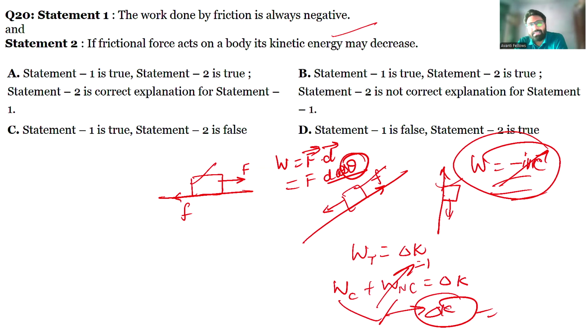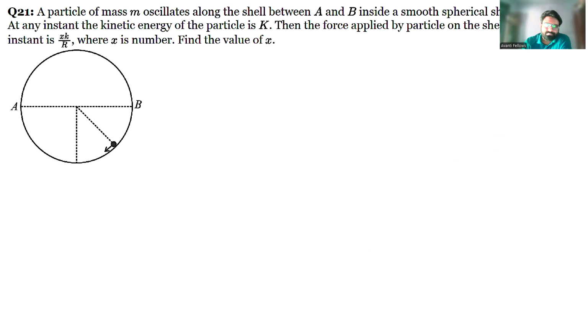But the explanation of statement 1 is not correct. Both statements are true, but they are not the perfect explanation for each other. So we can say that statement 1 is true and statement 2 is true. And statement 2 is not the correct explanation for the statement.